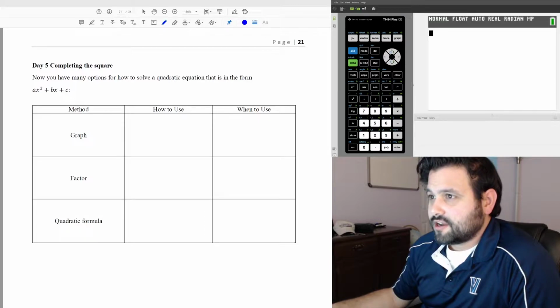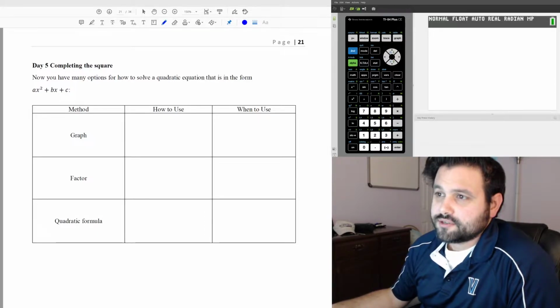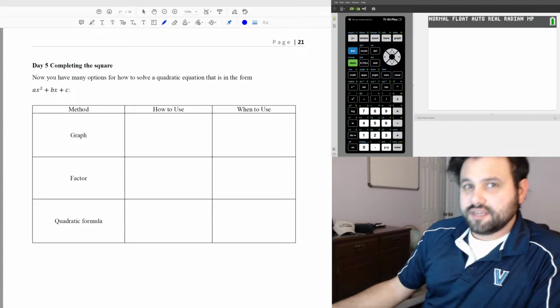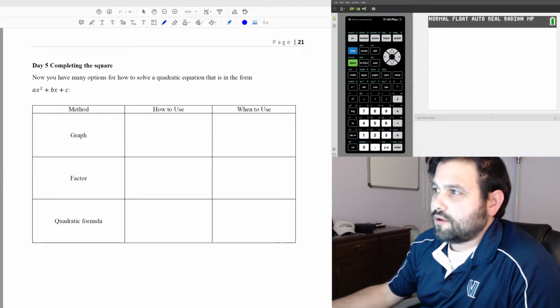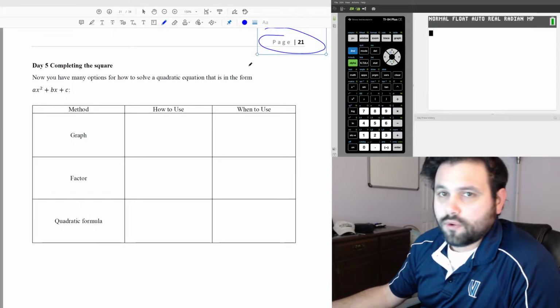Today we are going to be talking about completing the square. So this is day 5 in our note packet. If you have your note packet, you should have that out. We're starting off here at page 21.